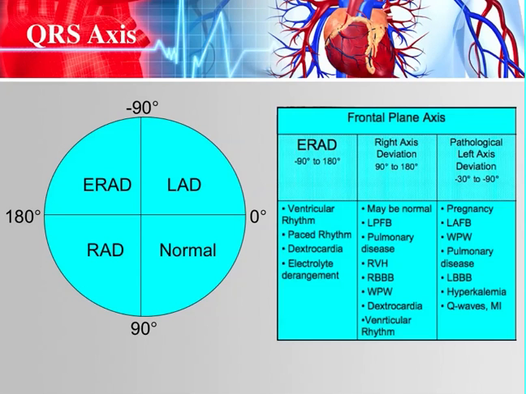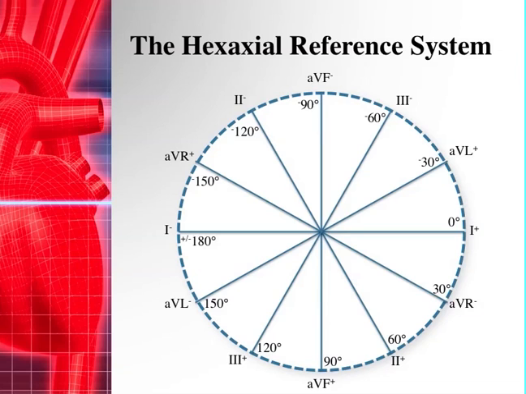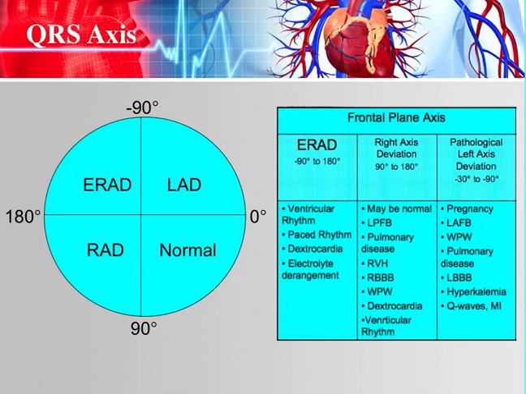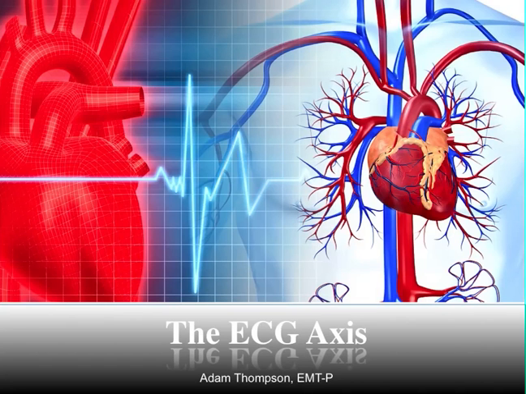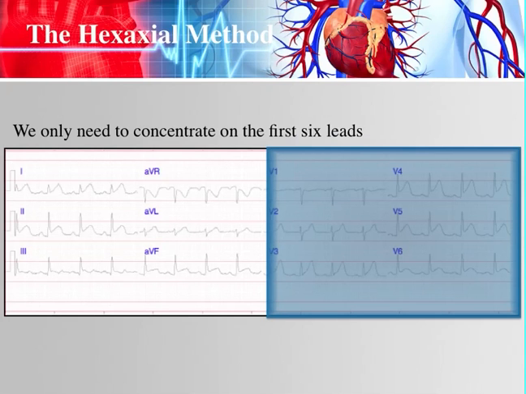In part 2, we talked about the hexaxial reference system, how we get the hexaxial reference system, and the mean axis and what we're actually looking at and looking for. And in this part, we're going to actually use it and discover our EKG QRS axis from a 12-lead EKG.